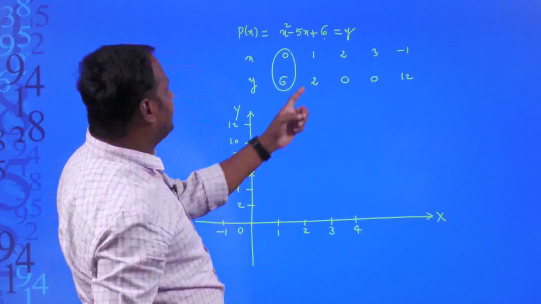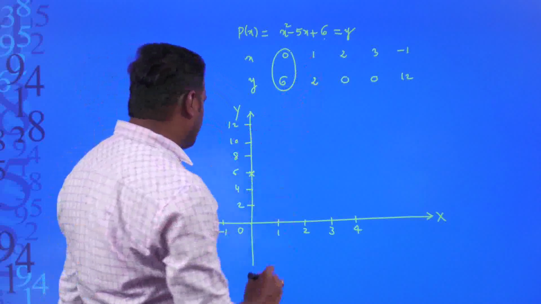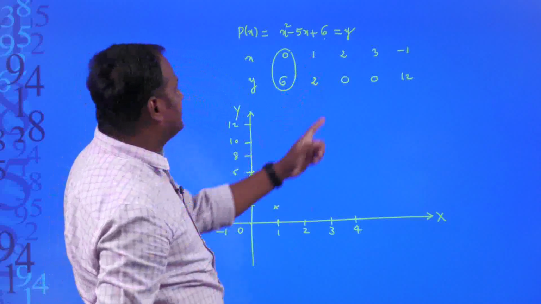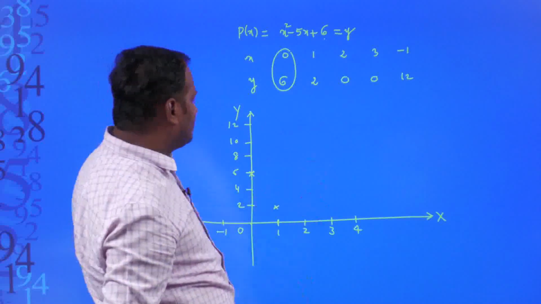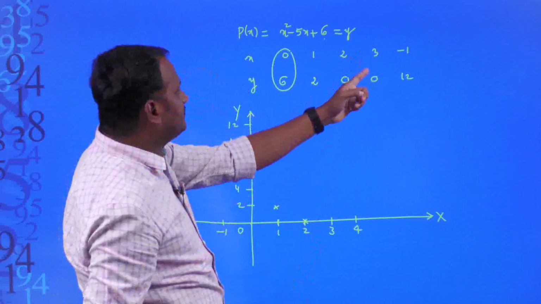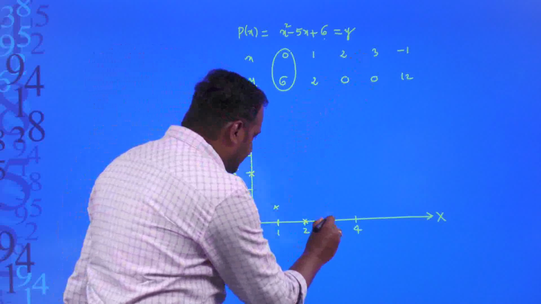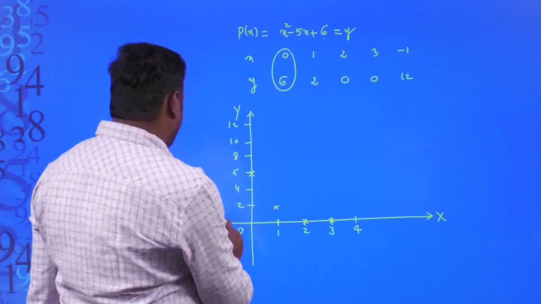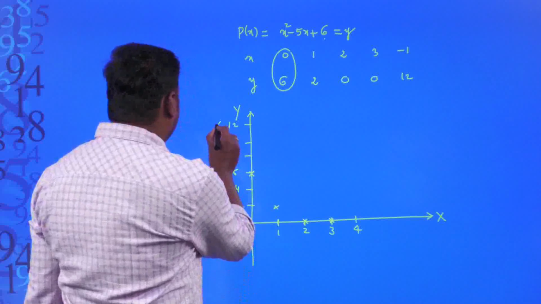And coming to the second point, when x is equal to 1, y is equal to 2 is this point. And the third one, when x is equal to 2, y is equal to 0. When x is equal to 3 also, y is equal to 0. When x is equal to minus 1, y is equal to 12 is this point.